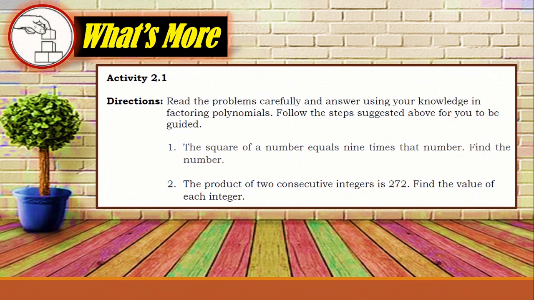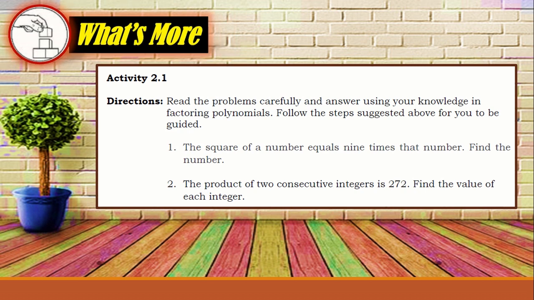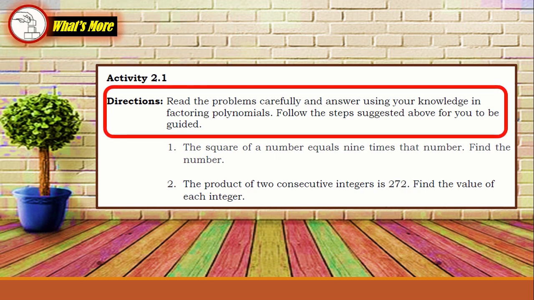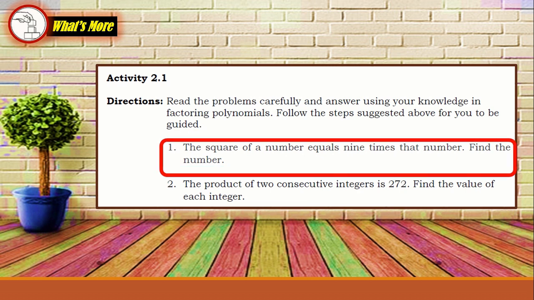What's more? Now it's your turn. Activity 2.1. Read the problems carefully and answer using your knowledge in factoring polynomials. Follow the steps suggested above for you to be guided. The square of a number equals 9 times that number. Find the number.